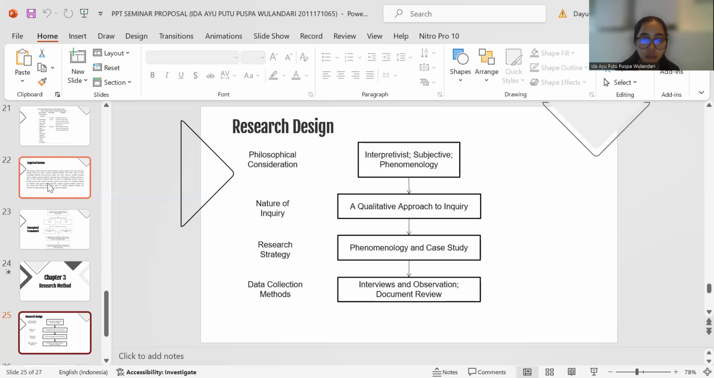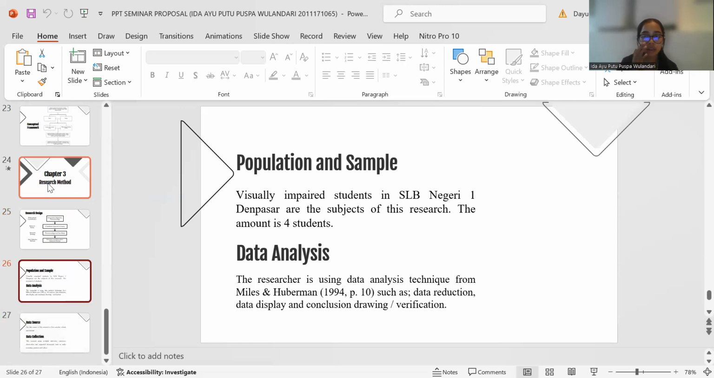And below that, a qualitative approach to inquiry, and this is the inquiry that I use in this research. And below that, the research strategy: I use the case study for this. And the next is data collection methods. I use interview and also observation. I also use document review for supporting the research.